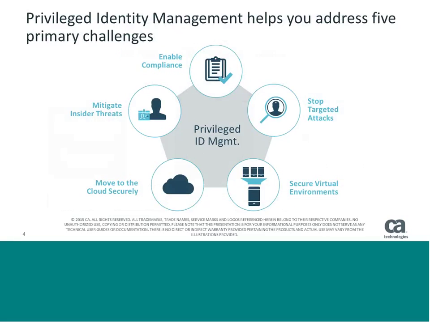So privileged identity management can help you address essentially 5 primary challenges. Number one, it can enable compliance. Helps you track the individuals and what they're doing with these privileged accounts. It helps you stop targeted attacks. Some examples would be our fine-grained access controls can help really prevent and severely limit what can be done if somebody were to get a hold of these privileged account credentials. It also leads you to secure your virtual environments as well as move to the cloud more securely.